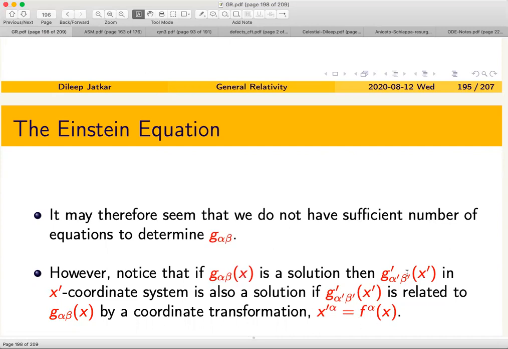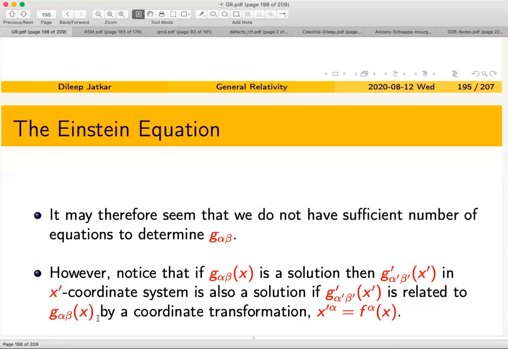Okay, this new G prime is also a solution to the equation of motion. So therefore, not only is this G alpha beta a solution, but anything generated from it by a general coordinate transformation is also a solution. That requires you to write down 4 functions like this, and these 4 functions tell you how these 10 functions are related to these 10 functions.